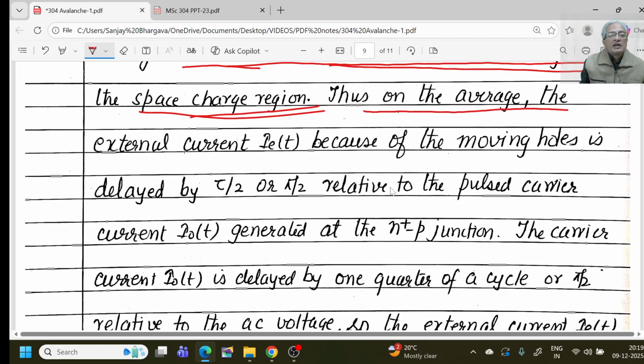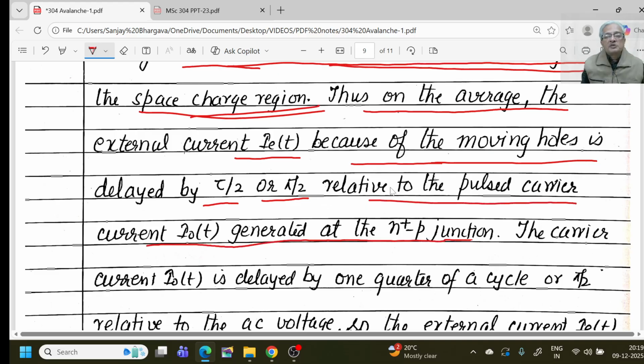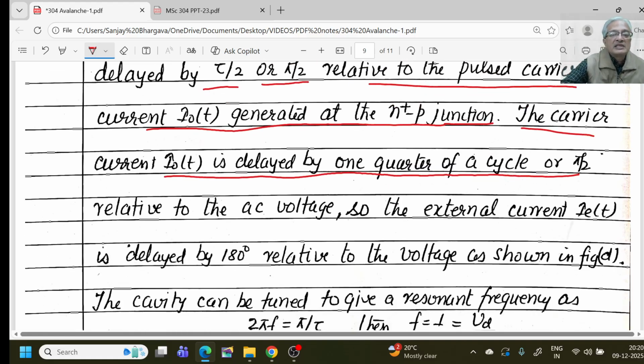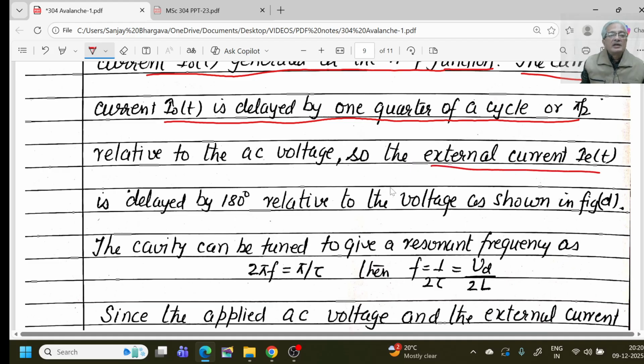Thus on the average, the external current IET, because of moving holes, is delayed by tau by 2 or pi by 2 relative to the pulsed carrier current I0t generated at the N plus P junction. So this current is delayed by pi by 2 or tau by 2 time with respect to I0t. The carrier current I0t is delayed by 1/4 of a cycle or pi by 2 relative to the AC voltage. So external current IET is delayed by 180 relative to the voltage as shown in figure D.